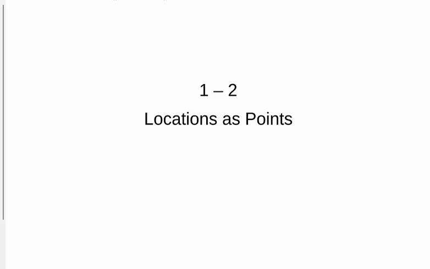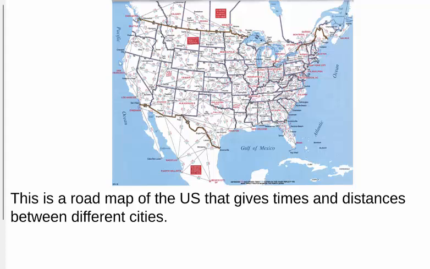Hi, it's Mr. Blystone, and here we are with the second video in Unit 1 of Geometry, and we're talking about locations as points. So this is an old school type road map of the US that gave travel times and distances between different cities.